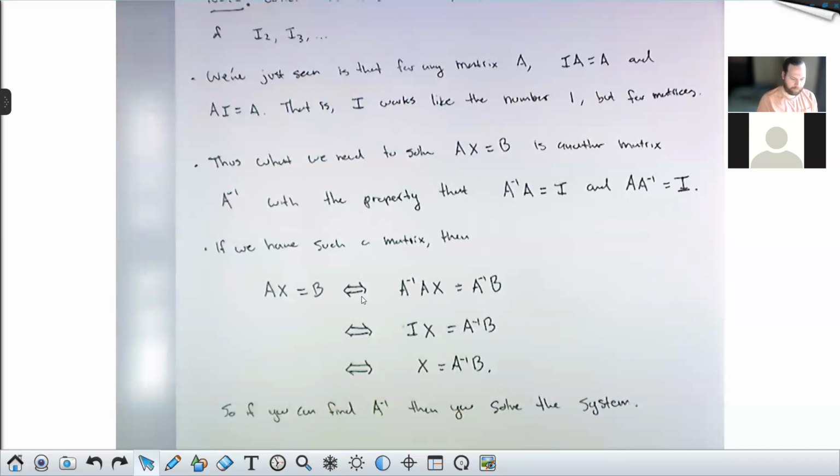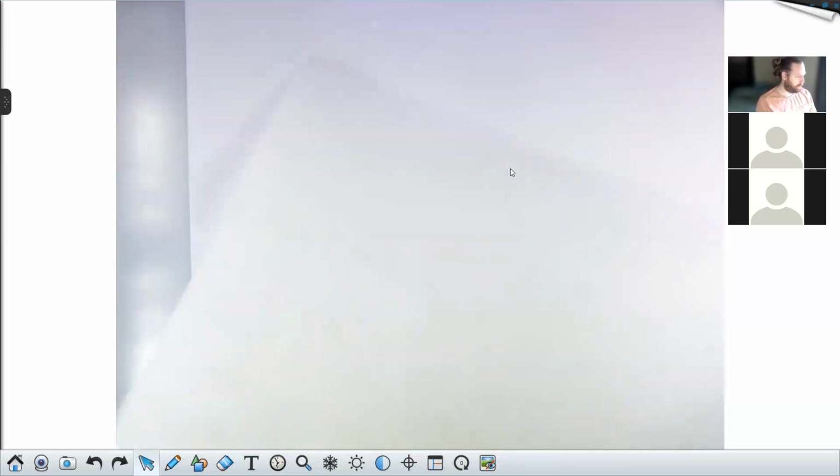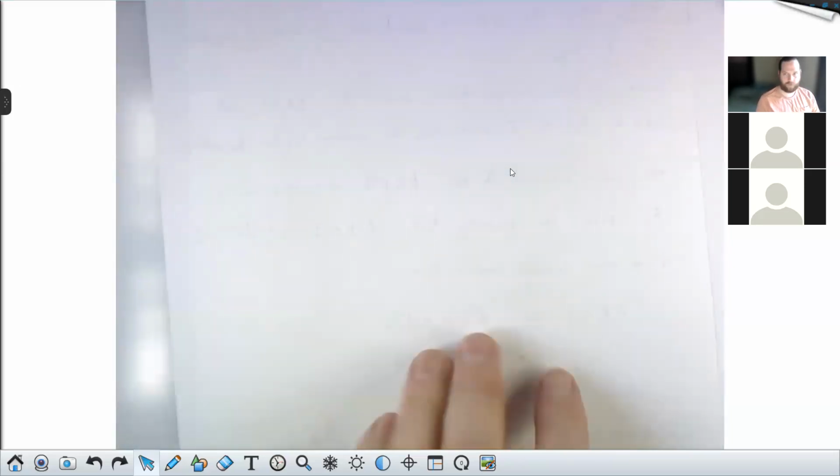I think I'm following, but the identity matrix is just the 0, 1, 0, like. Yep. Yeah, the identity matrix, the n by n identity matrix, is just the matrix like with ones along the main diagonal and zeros everywhere else.